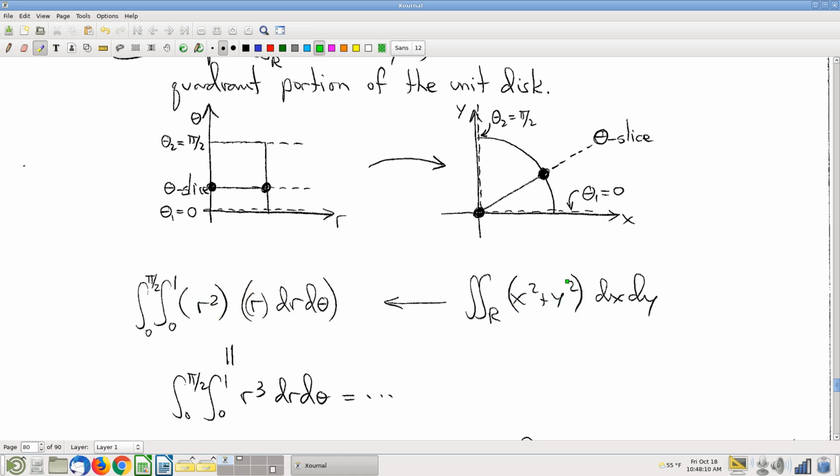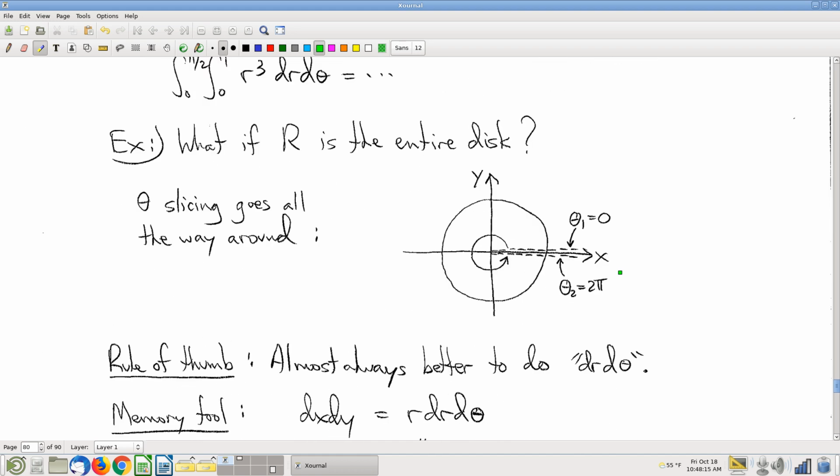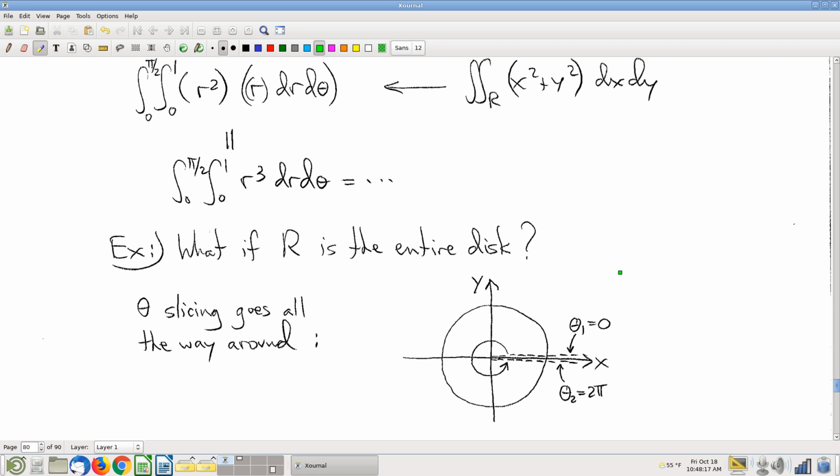Okay. And now I got a bunch of examples. What if your domain is the entire disk? This one's first time that you see this. This is a little bit weird. But where does theta start? Where does theta end? Circles don't really start. They don't really end.